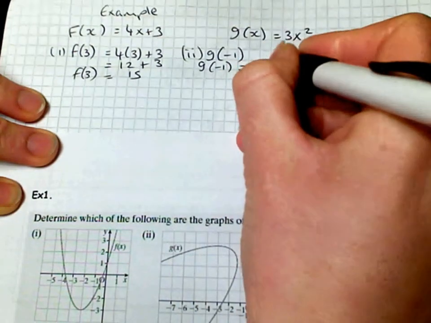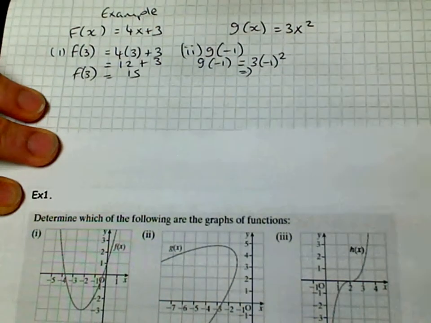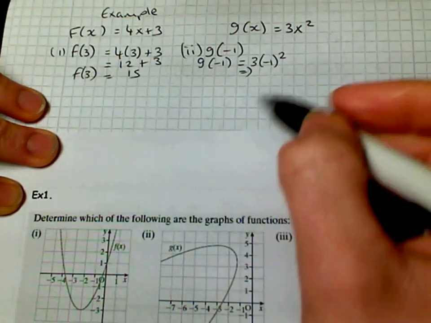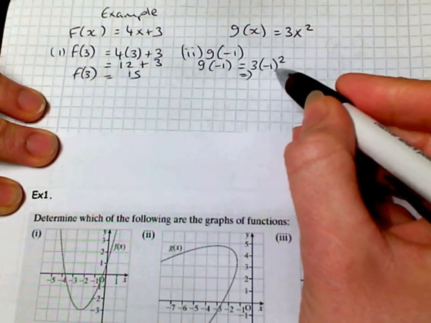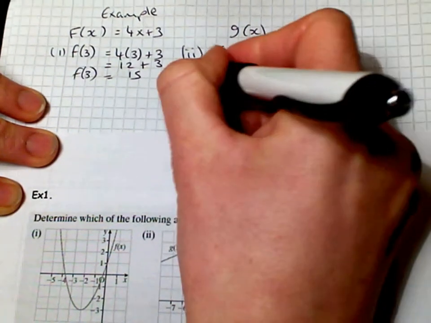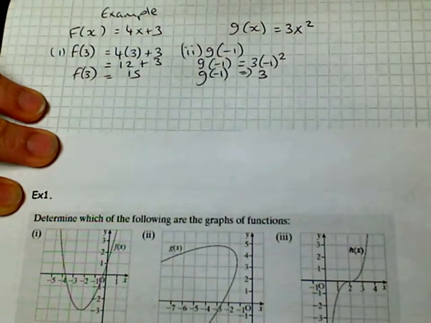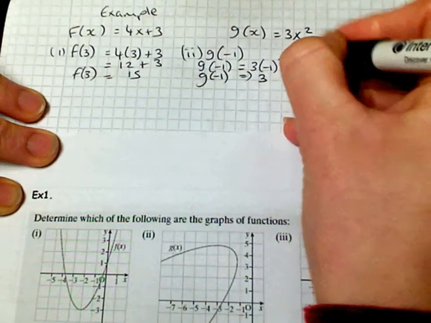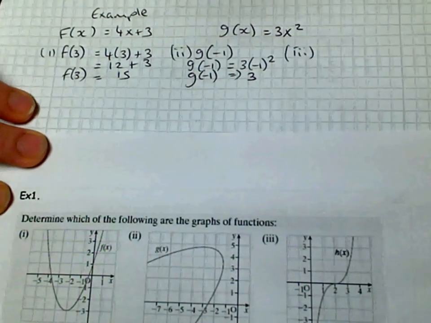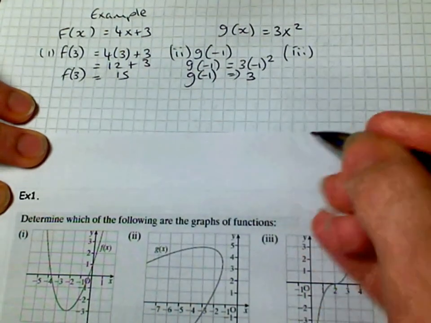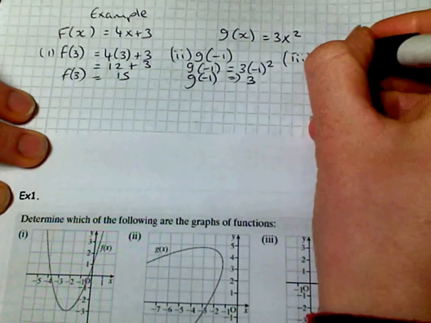So it's 3 by minus 1 squared. Don't forget that when you square a negative number, you get a positive number. So minus 1 squared is 1, so 3 by 1 is 3. So g of minus 1 is equal to 3. Part 3, you're asked to evaluate f of 2k.